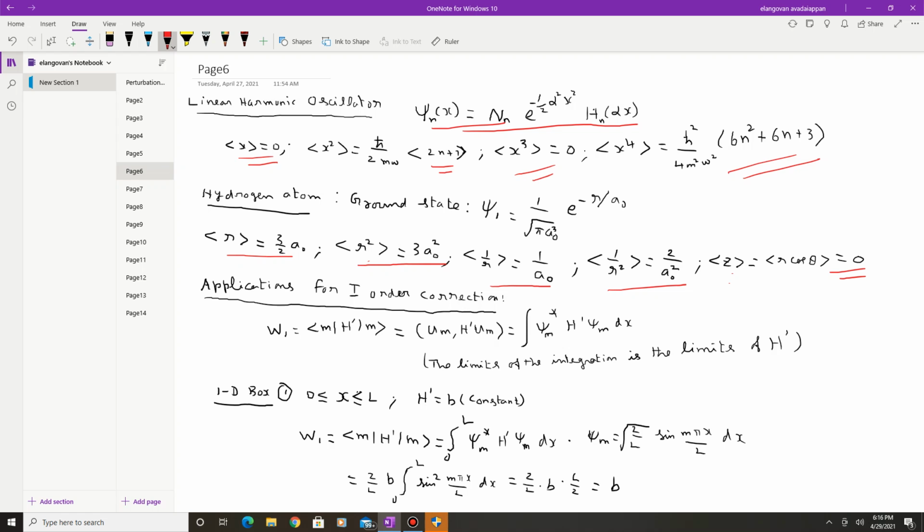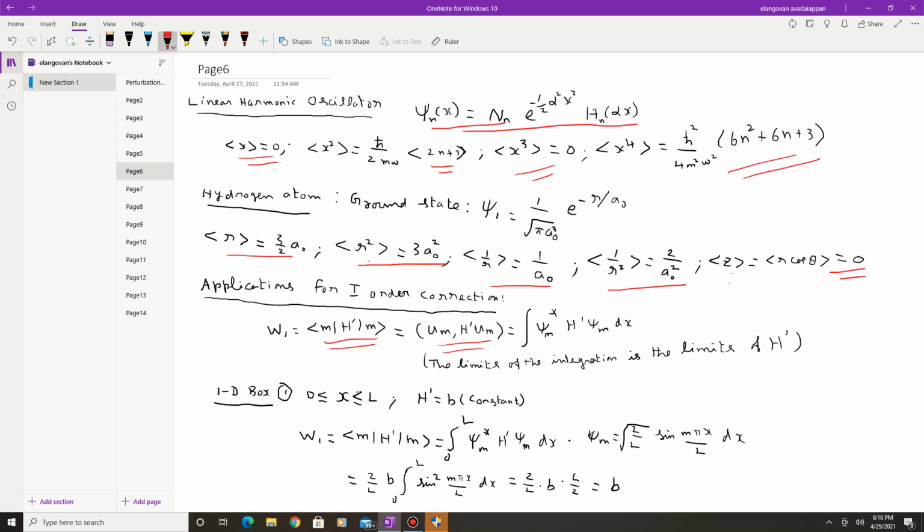First order correction, the expression is W1 is equal to m h prime m. So this is your expectation value of h prime in the state m. That is your first order correction. This is the same as the inner product of um comma h prime um. So you can either express it in terms of the Dirac notation or in the scalar product notation, um comma h prime um, or in the integral notation, psi m star h prime psi m dx.